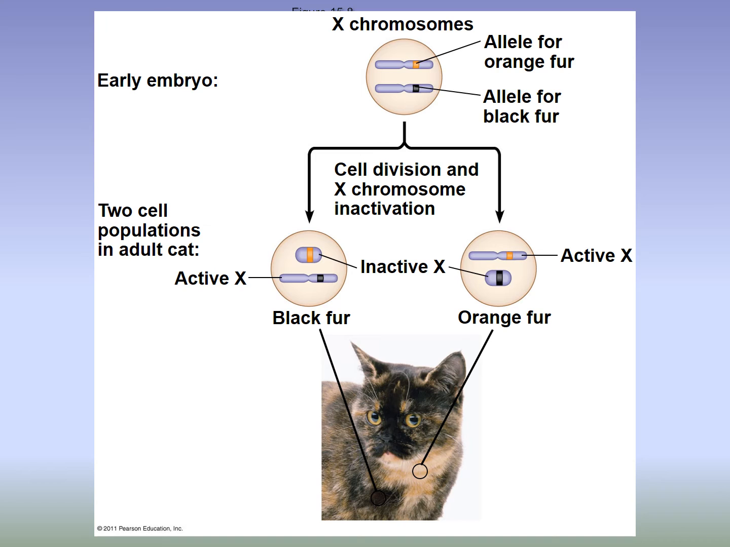Now, looking at the chromosomal level, we can kind of see what's happening. So this represents a cell in which it's a heterozygote, right? So it has the allele for orange and the allele for black. Early on during embryonic development, when cell division occurs, one of the X chromosomes becomes inactivated. So here, if the X chromosome with the orange allele is inactivated, then it's going to have black fur in those cells. And in the cells in which the chromosome that has the black allele was inactivated, then it's going to have the orange fur.